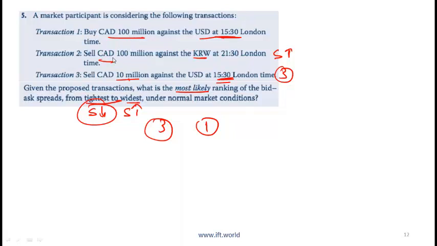And finally, the widest spread will be for Canadian dollar, KRW, because this is between a currency pair that is not as heavily traded. So finally, you have the widest spread for two.